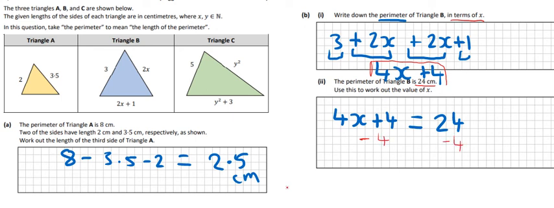So you must do the same on both sides. So we're left with 4x on the left-hand side equals 24 minus 4 is 20. And then x is being times by 4 on the left hand side, so we're going to divide by 4. So x is going to be 5. So x equals 5.